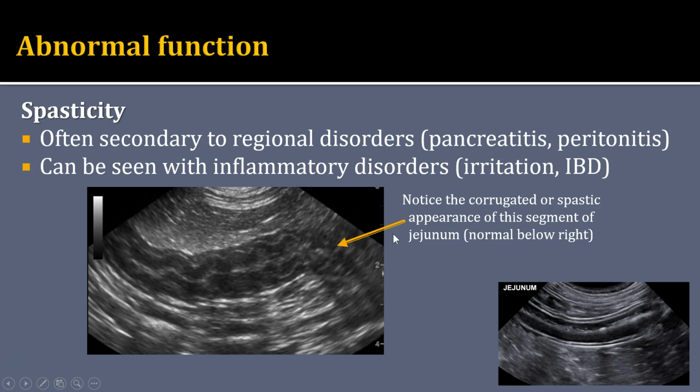Another thing we might identify when we're talking about function is spasticity. And spasticity in an intestinal segment is oftentimes secondary to regional disorders like pancreatitis or peritonitis, but can be seen with some inflammatory disorders such as irritation or inflammatory bowel disease. The segment of jejunum on this slide is showing us some of this spasticity or corrugation when we look at this wall and how kind of spastic looking it is, corrugated like cardboard, compared to our normal jejunal segment with just kind of uniform wall there on the bottom right.